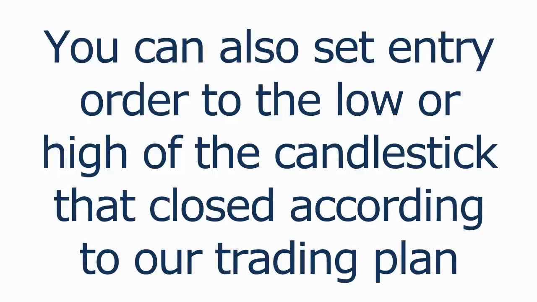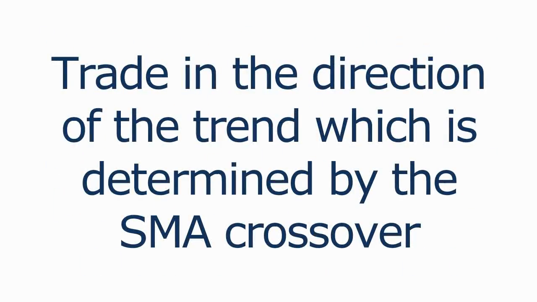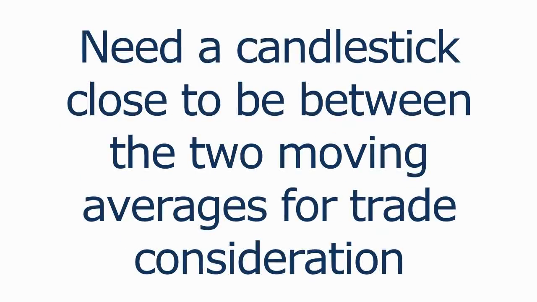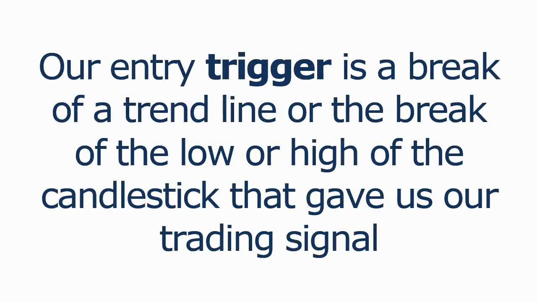So in summary, we're going to trade in the direction of the trend, which is determined by the crossover. If the short-term average is on top of the long-term average, we're bullish. The opposite is for bearish. We need a candlestick close in between the two moving averages for trade consideration. This will be our buy or our sell signal. Our entry trigger is a break of a trend line or the break of the low or high of the candlestick that gave us our trading signal.